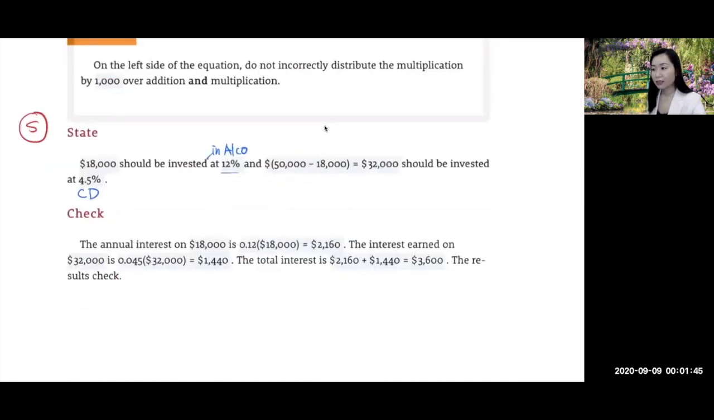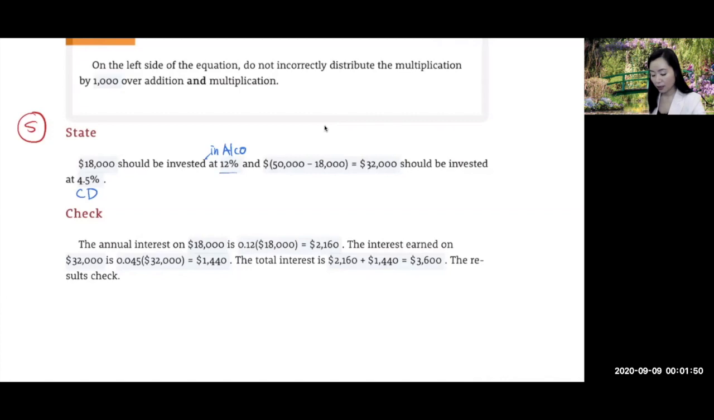You can actually check if this is correct. The annual interest on 18,000 is going to be the interest rate, which is 12%, times the investment times the time 1. So this interest rate times this investment here gives you the interest, which is 2,160. Now what about the interest earned on the 32,000? That's the amount that you invested in the CD. So that's the interest rate times the amount invested. So 4.5% times this amount gives you $1,440. Now if you add this interest and this interest together, the total interest will be 3,600. So the results check. Okay, now you got it right.